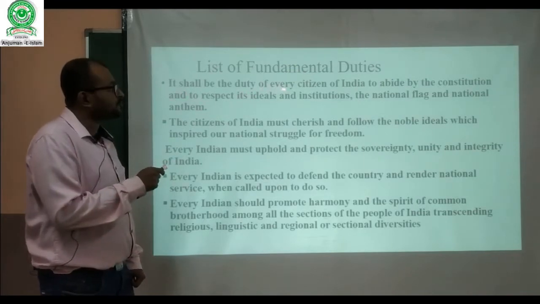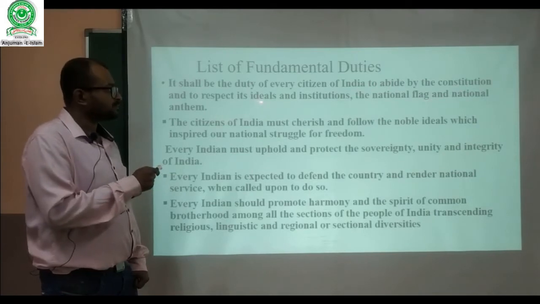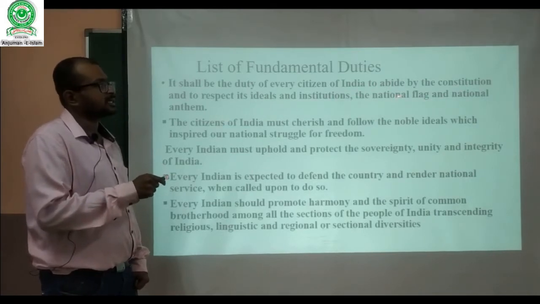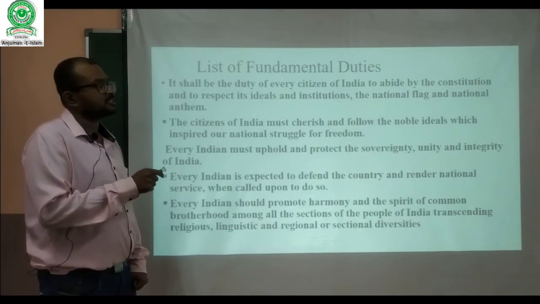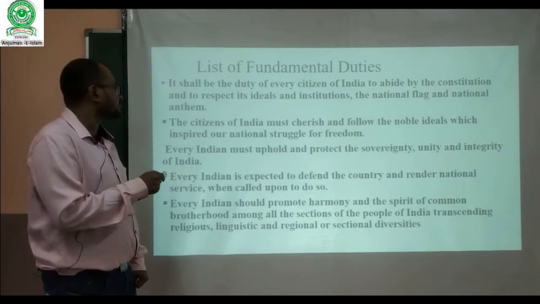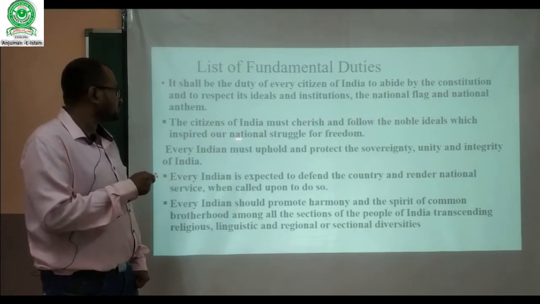It shall be the duty of every citizen of India to abide by the Constitution and to respect its ideals, institutions, the national flag and national anthem. It means we should respect our Constitution, our national flag and national anthem. The citizens of India must cherish and follow the noble ideals which inspired our national struggle for freedom.